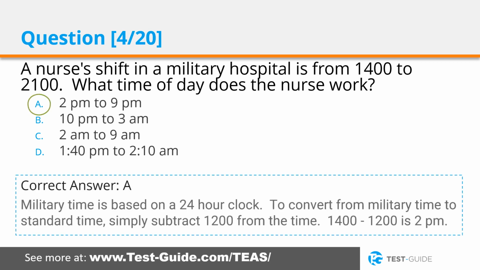Correct answer A. Military time is based on a 24-hour clock. To convert from military time to standard time, simply subtract 1200 from the time. 1400 minus 1200 is 2 p.m.